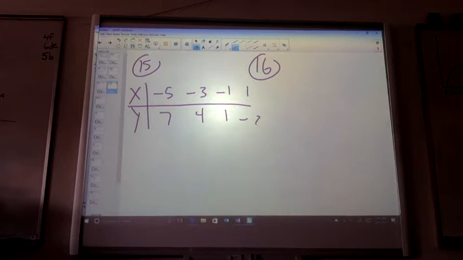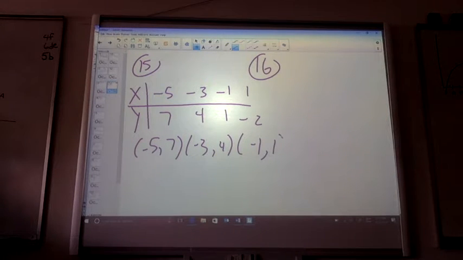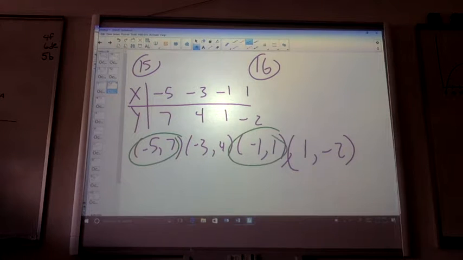I think a lot of students look at tables and think it's a much more difficult endeavor than it really is. So you have negative 5, 7, negative 3, 4, negative 1, 1, and 1, negative 2. Come this test, you can pick any points that you want. So I'll pick those two. x1, y1, x2, y2.